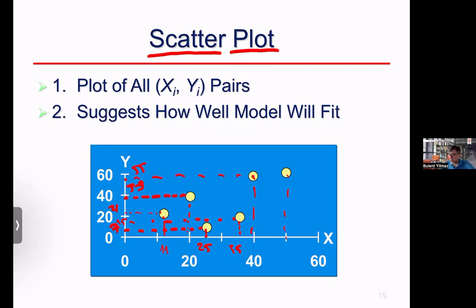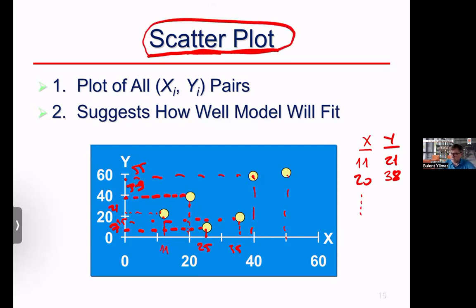I want you to come up with an Excel file right now. Put X and Y like this. What did we say? The first value is 11. Corresponding value is 21. The second value is 20. The corresponding value is 38 or 39, and so on. I want you to come up with this, and then I want you to perform a scatter plot in Excel. Can you do that?